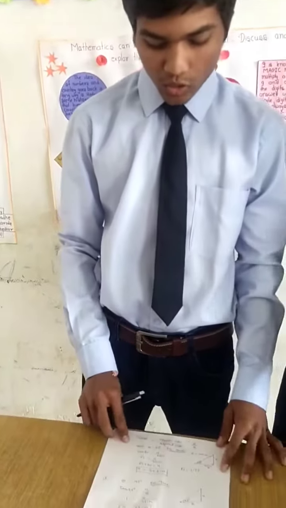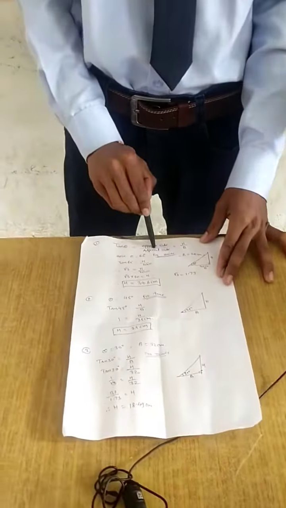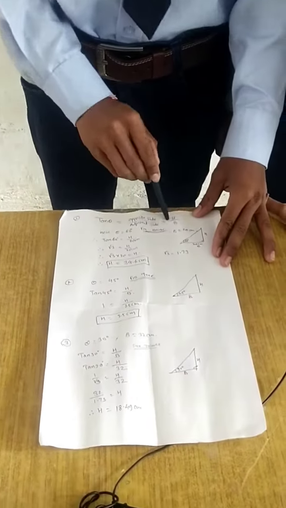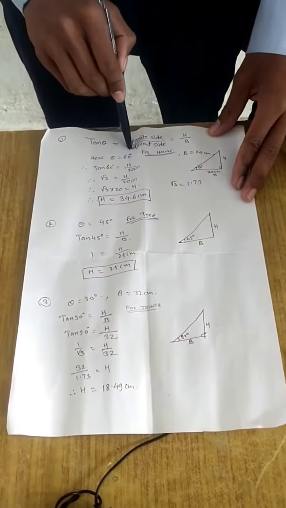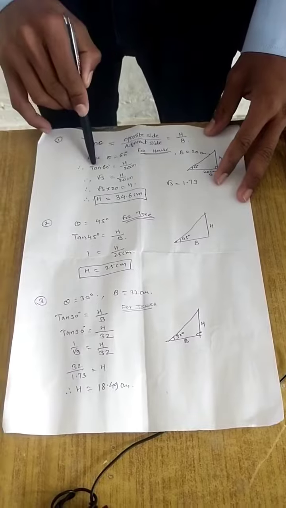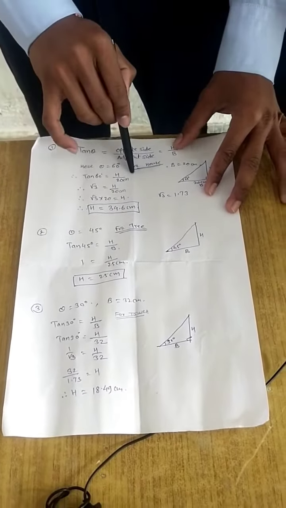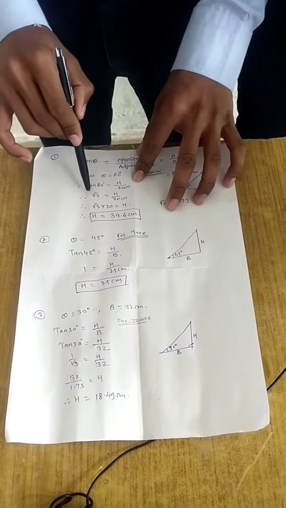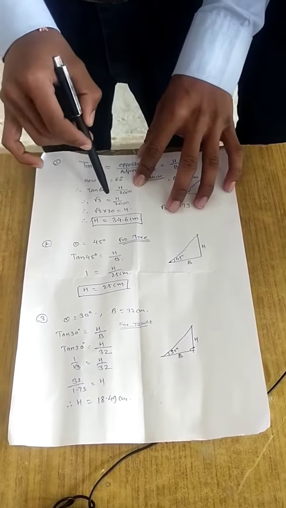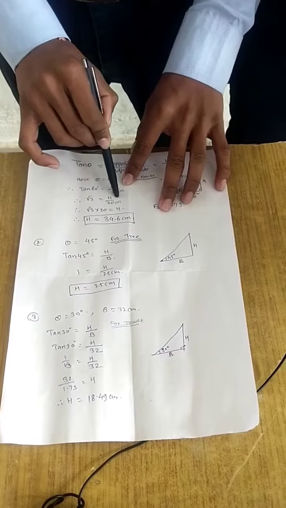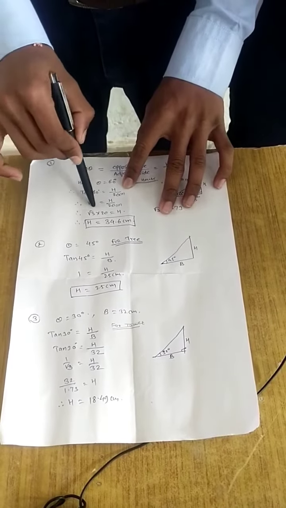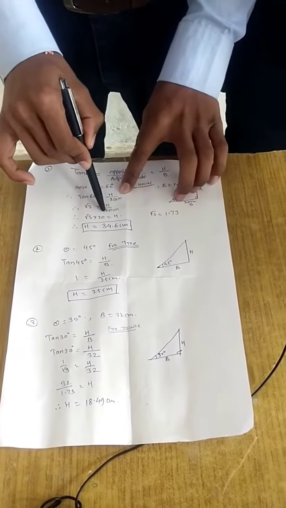Tan theta is equal to opposite side upon adjacent side, which is equal to height upon base. Here theta is equal to 60 degree for the house. Tan 60 degree is equal to height upon 20 centimeter. The value of tan 60 degree is equal to root 3. Therefore, root 3 into 20 centimeter is equal to the height.